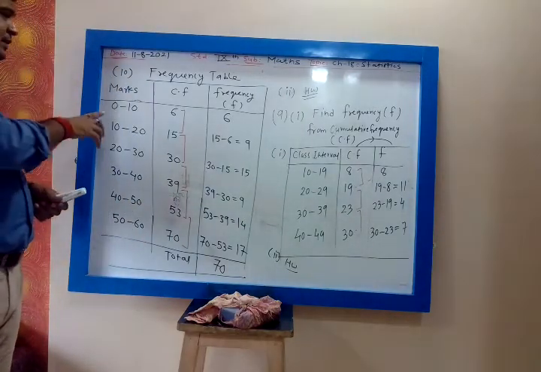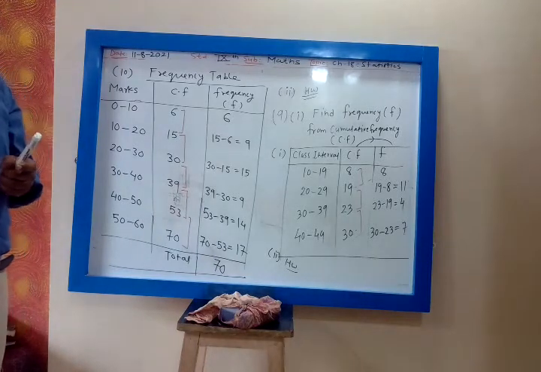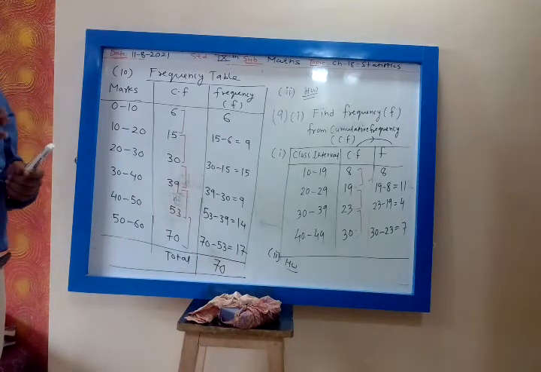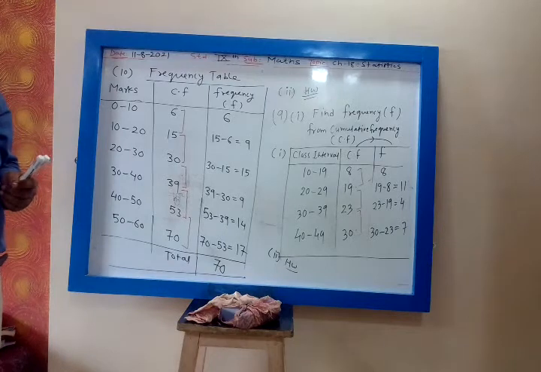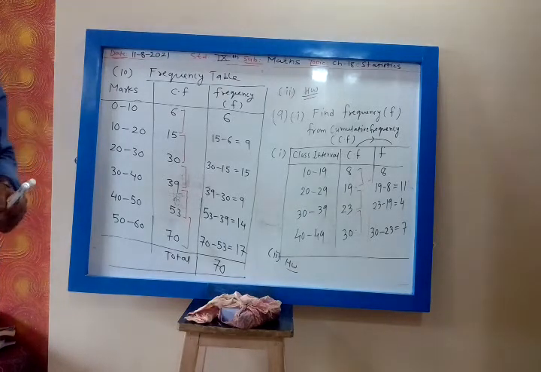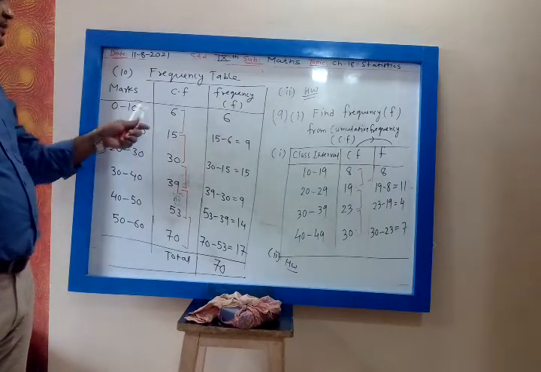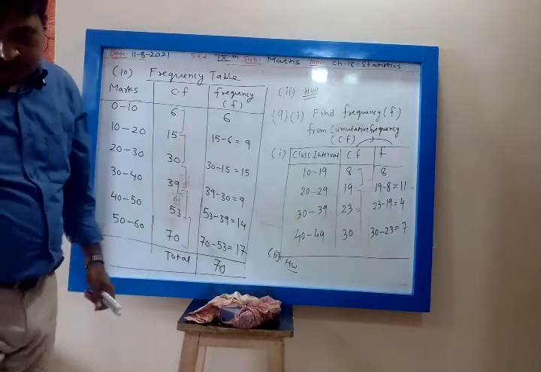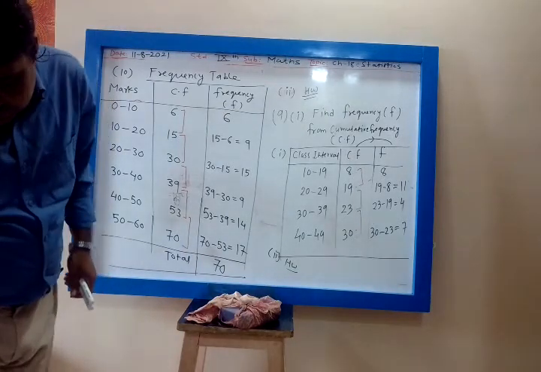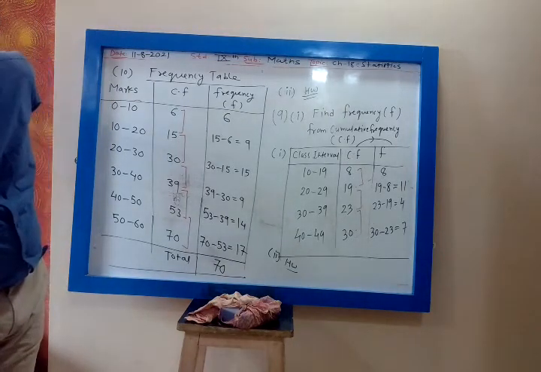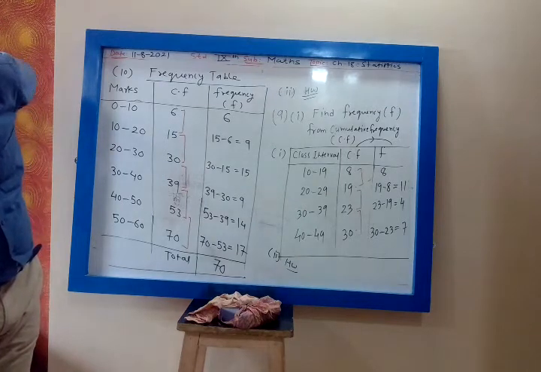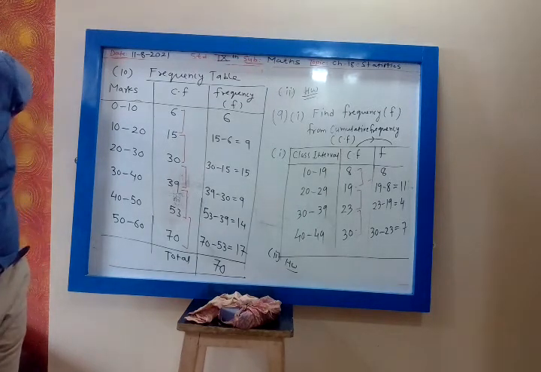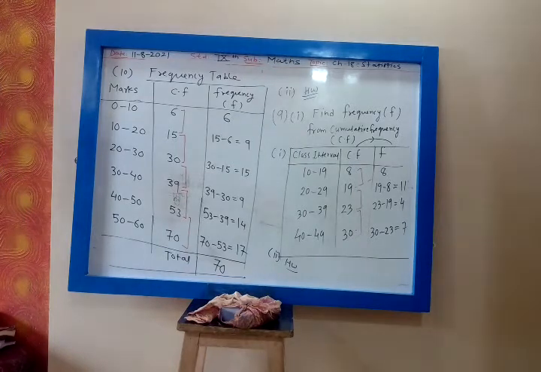So whenever it is given less than 10, the further part will not be your frequency. Further part will be your CF, cumulative frequency. Remember, whenever it is given class interval and this value, that means it is your frequency. Then 11. Construct the frequency distribution table from the following.